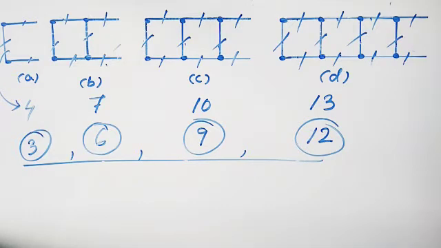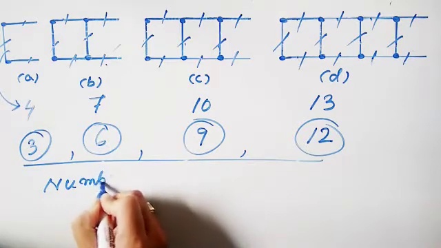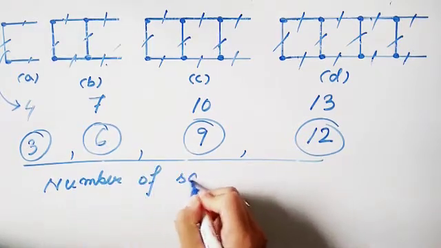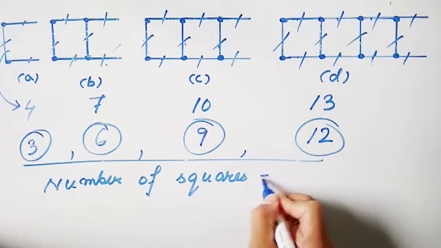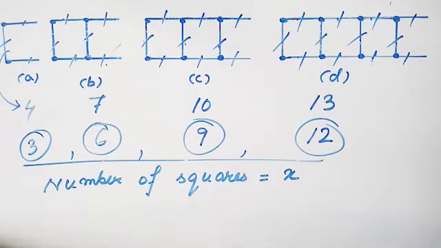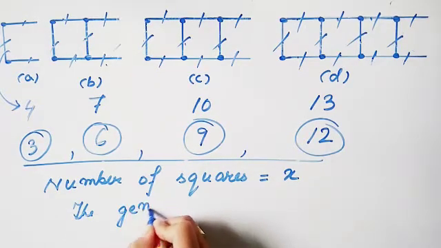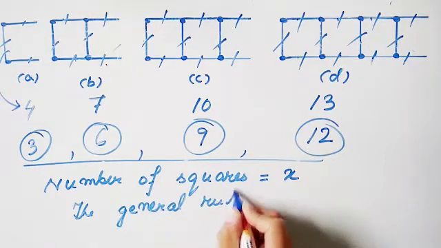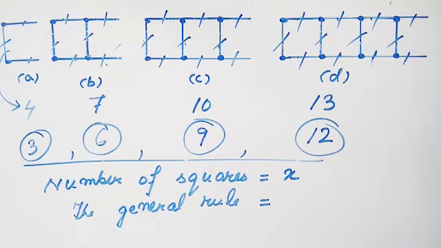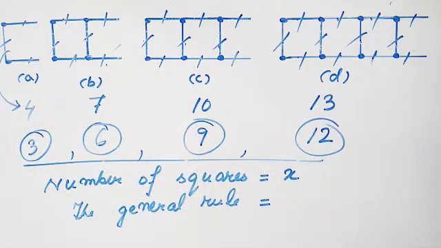So if we take the number of squares formed as a variable x, you can take any variable. So for me, let me take the variable x, right? Now if the number of squares formed is taken to be the variable x, then the general rule will be given by, remember, they are all the multiplication table of 3, right?